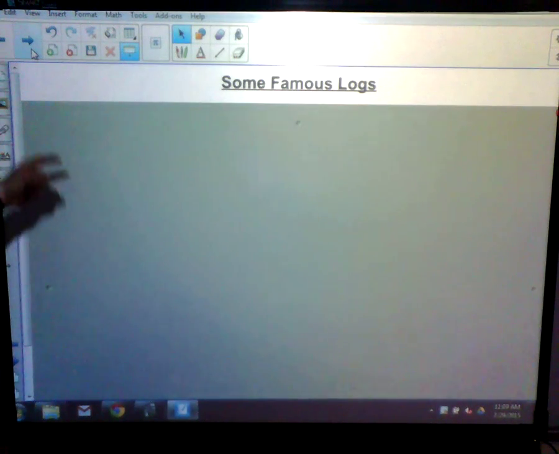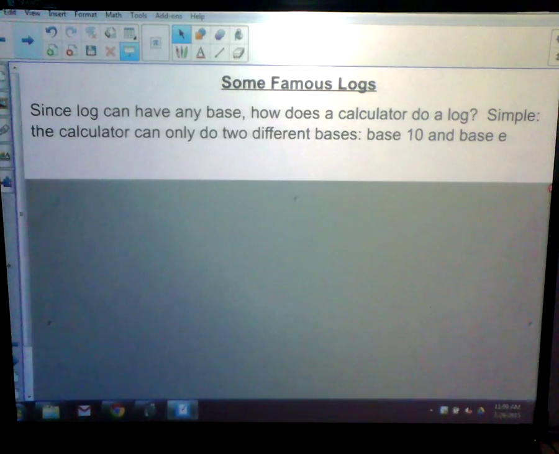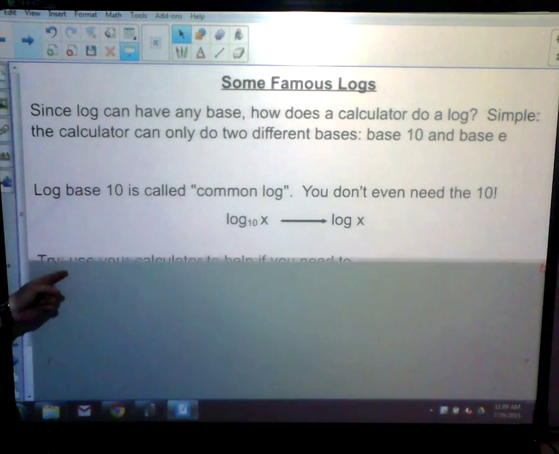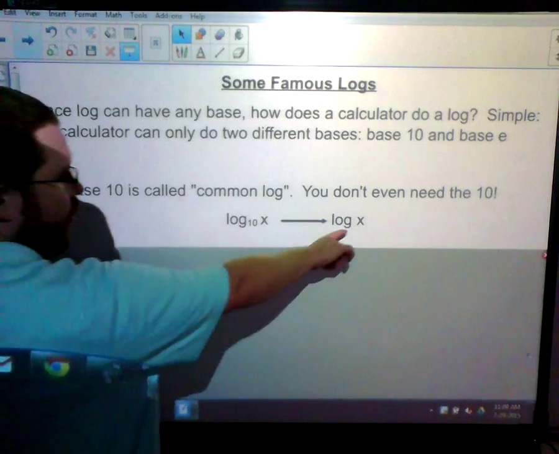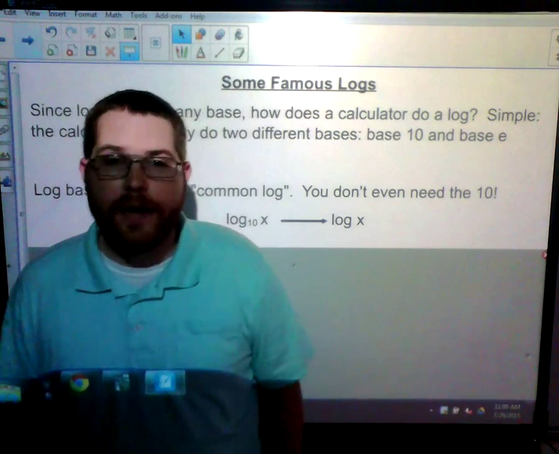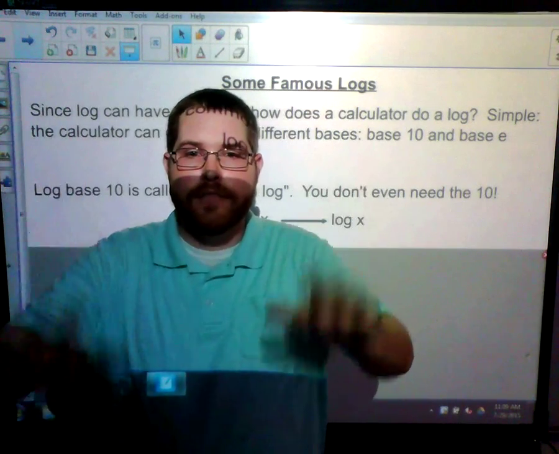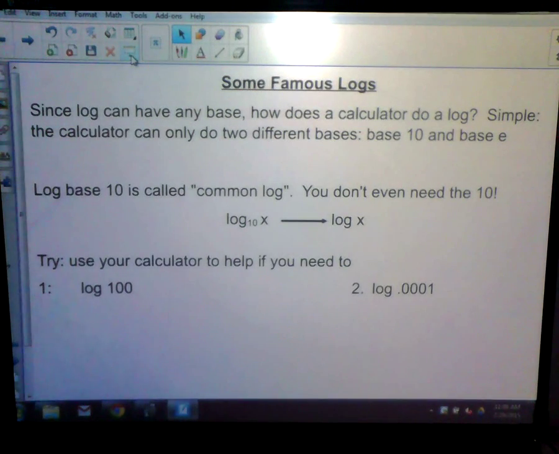Some famous logs. There are 2 famous logs that we talk about. Since a log can have any base, how does a calculator do a log? Well, it only does 2 different ones. Base 10 and base e. Base 10 is called a common log. You don't even need the 10. So if you ever just see a log, that means base 10. Why do you think base 10 is the common thing we count by? 10 fingers. So use your calculator if we need to. We're not going to need to.